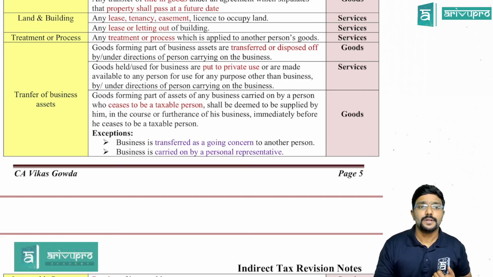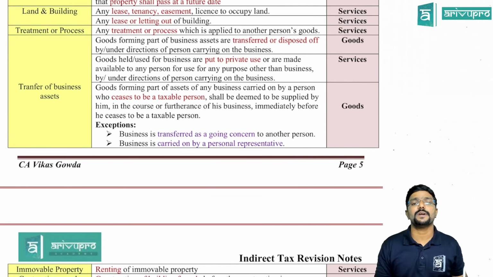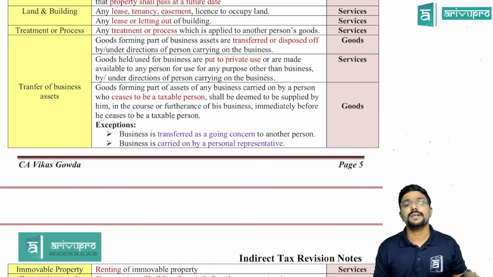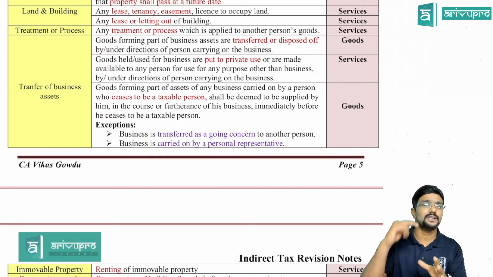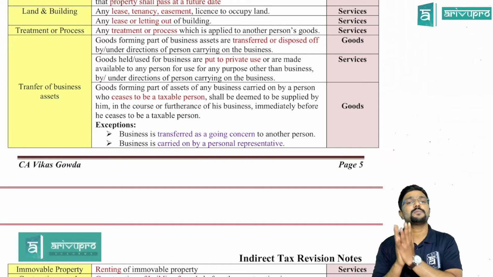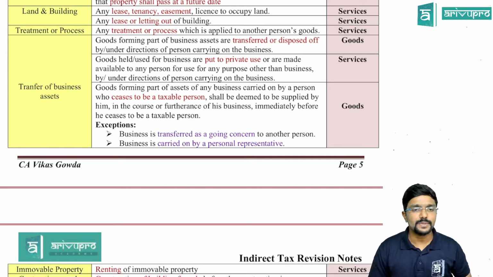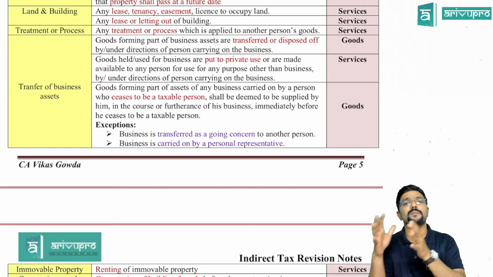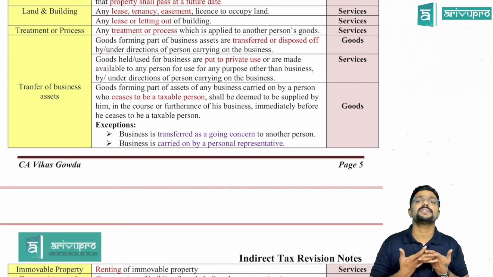Next, transfer of business assets. Goods forming part of business assets are transferred or disposed of by or under the direction of a person carrying on the business. So business assets have been sold off. If it is with consideration, 7.1a. If it is without consideration, check para 1. Is it applicable? If yes, it is a supply of goods. Next, business goods, if used for personal purpose by the owner or any of the employees, then it will be a supply of services.